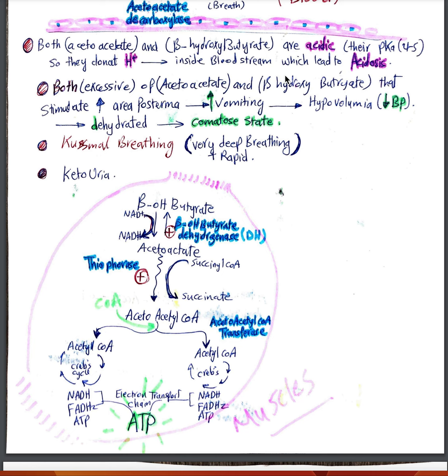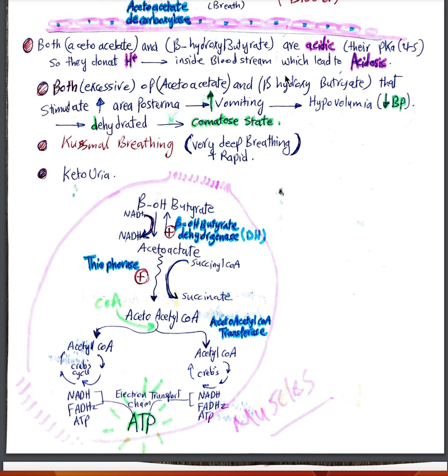Why does more production of NADH lead to lactic acid production? Because we know this reaction: pyruvate plus NADH plus H positive, that means the use of NADH, leads to lactate and NAD positive. So we use NADH to turn the pyruvate into lactate, I mean the lactic acid, and that is why it leads to the formation of lactic acid.